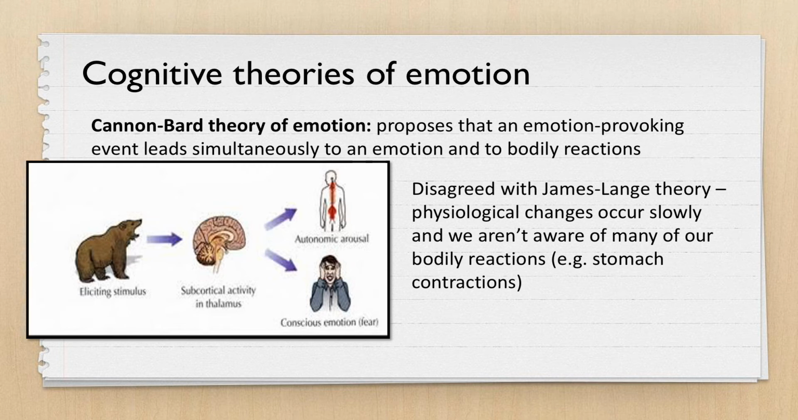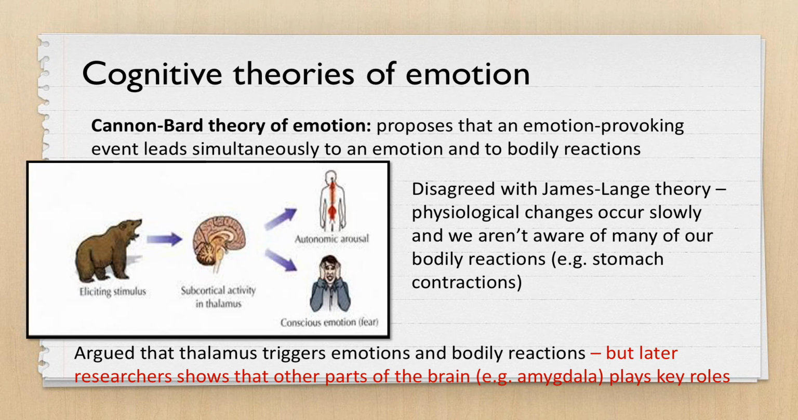Cannon-Bard theory of emotion disagrees with the James Lange theory because they believe that physiological changes occur slowly and we are not aware of many of our bodily reactions. For example, we never feel the stomach contractions. They argue that the thalamus triggers emotion and bodily reactions at the same time, but later researchers show that other parts of the brain, like amygdala, play key roles. If you guys remember amygdala, that's the brain part that's in charge of the emotion fear.